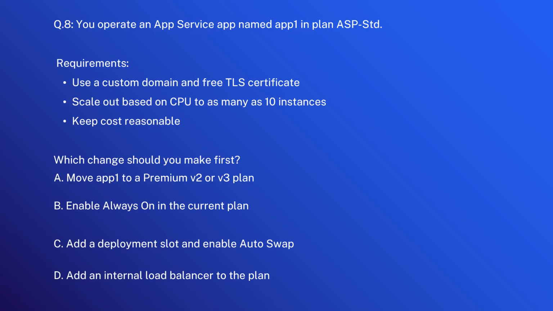Option D, add an internal load balancer to the plan. The internal load balancer is used with App Service Environment, ASE, for isolated network traffic, not standard or premium plans. Also, this has nothing to do with scaling or TLS certificate, so it's not relevant, and we will keep the first answer as the correct answer for this question. So it's answer A, move app1 to a Premium V2 or V3 plan.